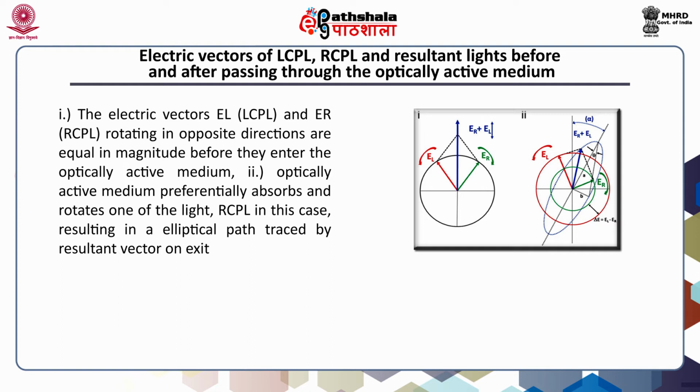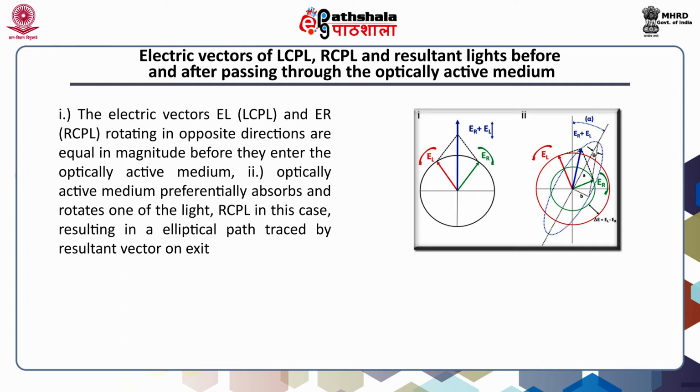The resultant electric vector, which is the addition of EL and ER, is shown with blue color and oscillating on the vertical axis before light enters the medium. When the two component vectors rotate in opposite directions but equal in amplitude, the resulting vector of the combined light oscillates only linearly in its plane, that you can see in the figure on the left side, the big blue color vector. It oscillates from top to bottom, passes through the zero.